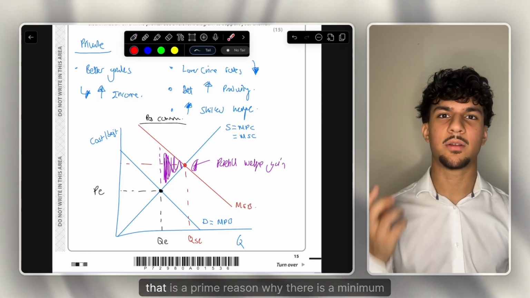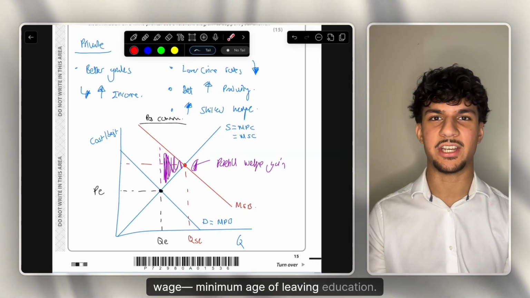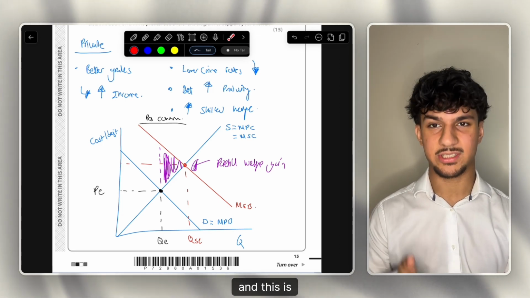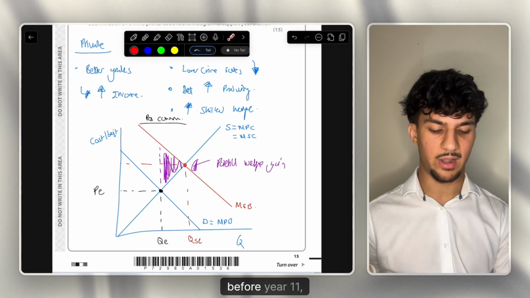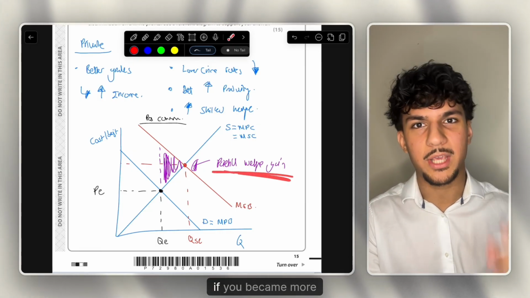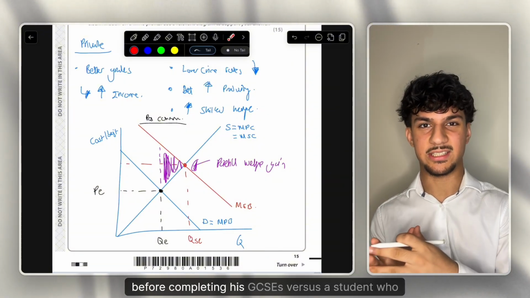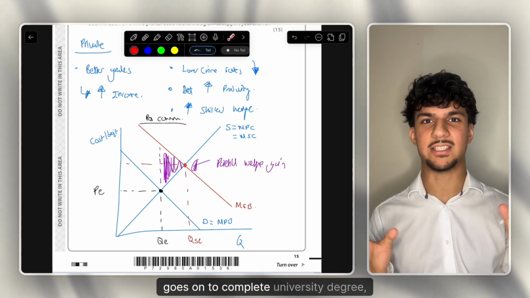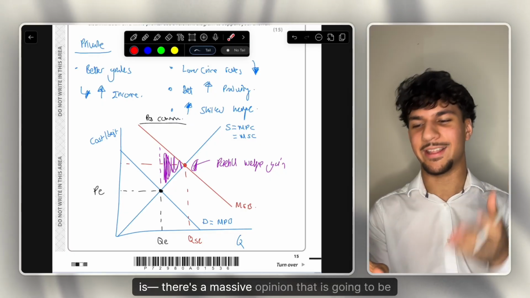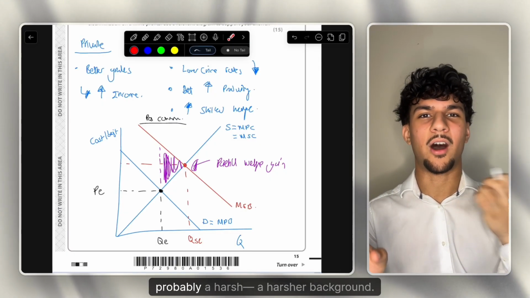Like, for example, that is a prime reason why there is a minimum age of leaving education. For example, you're legally not allowed to leave education below 16. And this is because if you do leave education before 16, the government knows there's a massive loss in that potential welfare gain. Think of a student who leaves before completing his GCSEs versus a student who goes on to complete a university degree: who is more likely to commit a crime? There's a massive opinion that it's going to be the person who's left before doing his GCSEs, because they probably had a tough upbringing, probably a harsher background.